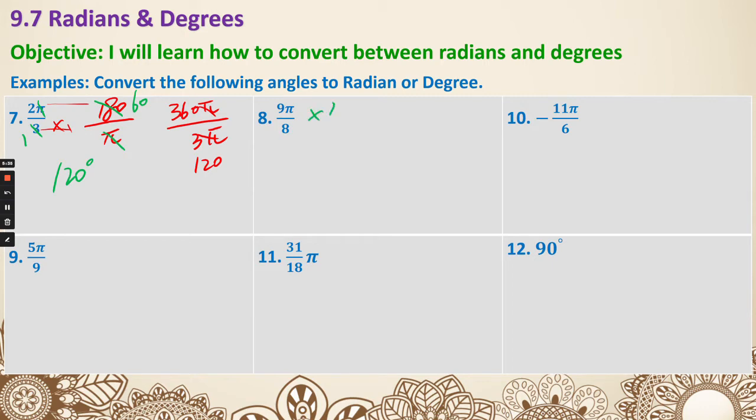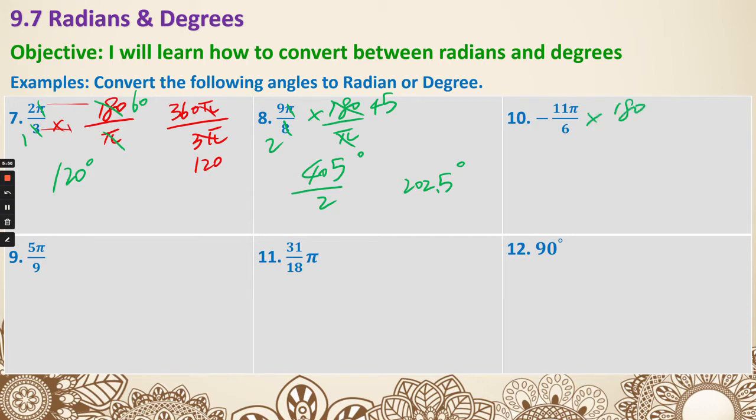Next, same thing, times 180 over pi. The pi is just gone. 8 divided by 4 is 2, 180 divided by 4 is 45. So 45 times 9, that's 405 over 2 degrees. Or you can put in decimal, no rounding, it is 202.5 degrees.